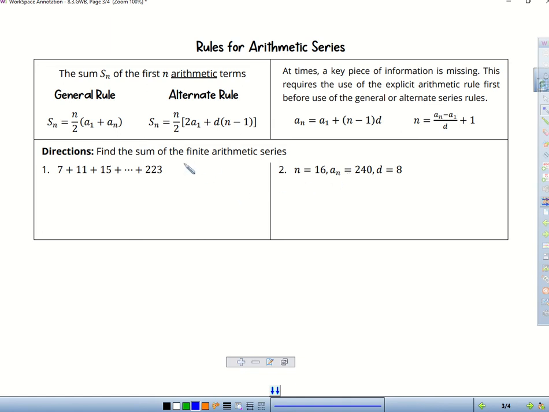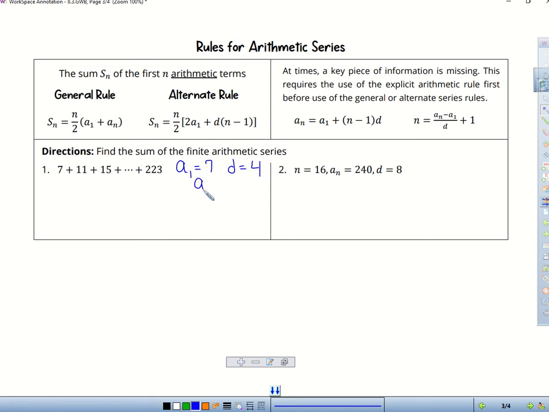In number 1, what is the first term of this series? 7. Good. What is the common difference between the terms? 4. The reason it's 4 is because every time it's going up by 4. Does everyone see that? And then next, we want to know how many terms there are, but unfortunately we don't know what that is because these dot dot dots right here tell us there's some amount of terms in the middle, but we don't know how many there are. Do we just have to sum? So we do have a way to figure out, and I'm going to show you what that is.